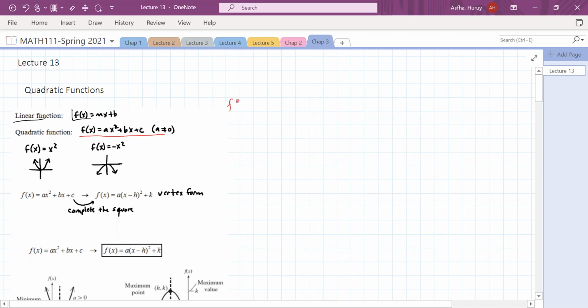So the standard form of a quadratic function f of x is given by ax squared plus bx plus c, and we have a restriction: a has to be different from 0. We don't care about b and c, they could be 0, but a has to be different from 0, because if a is 0, a times x squared is 0, so what we are left with is only this one. And then it's not a quadratic function anymore, it's a linear function. So in order for f to be quadratic, a has to be different from 0. That's why we put this restriction.